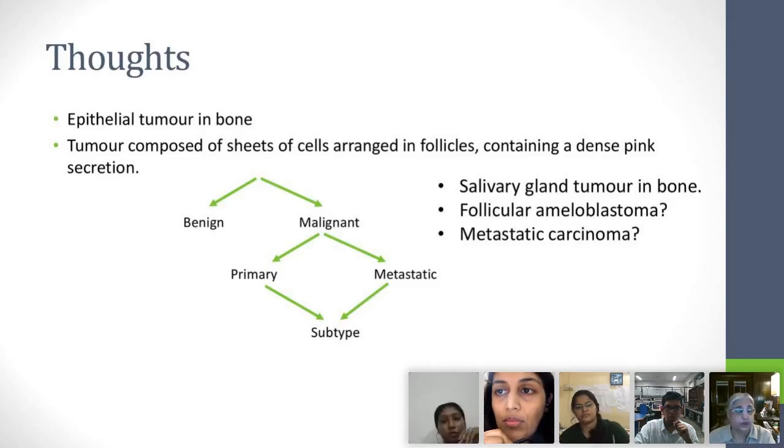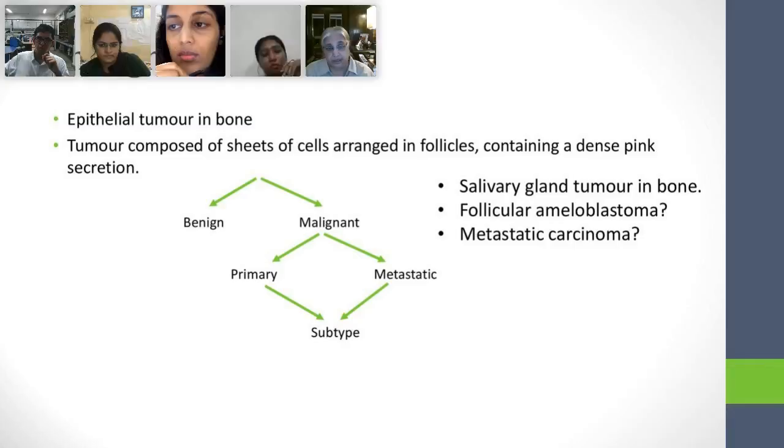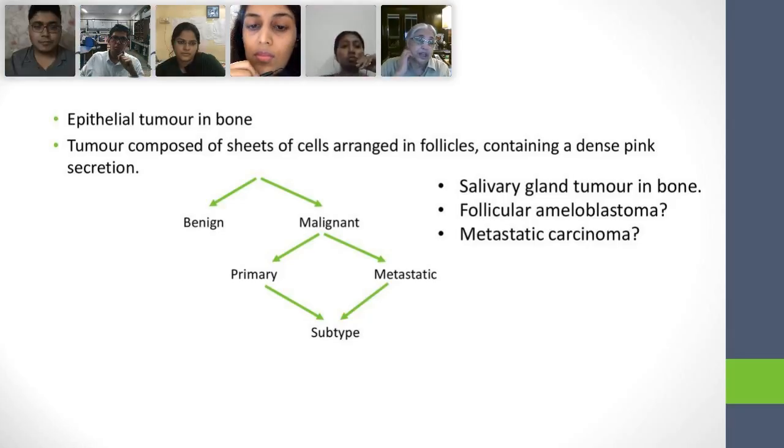Well, whenever you look at anything, you decide whether something is benign or malignant. If you think it's malignant, you'll have to say, is it primary or metastatic? And then what is its subtype? So do you think that these are the possible diagnoses? Yes, ma'am. Salivary gland tumor in bone. It could be an acinic cell carcinoma. What kind of salivary gland tumor? Don't say yes, ma'am. Tell me.